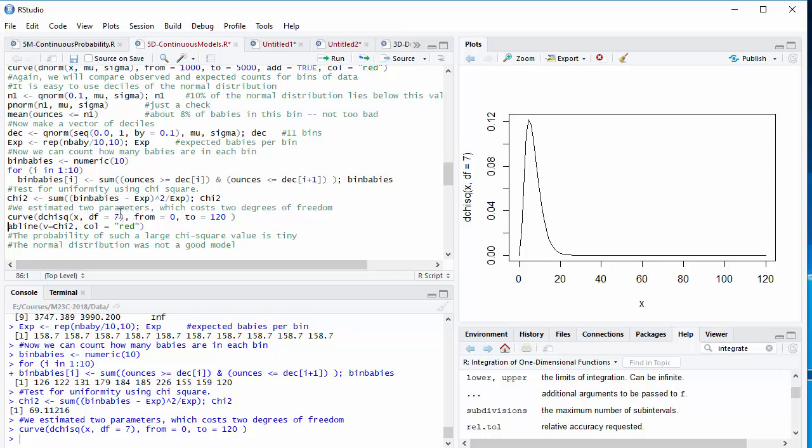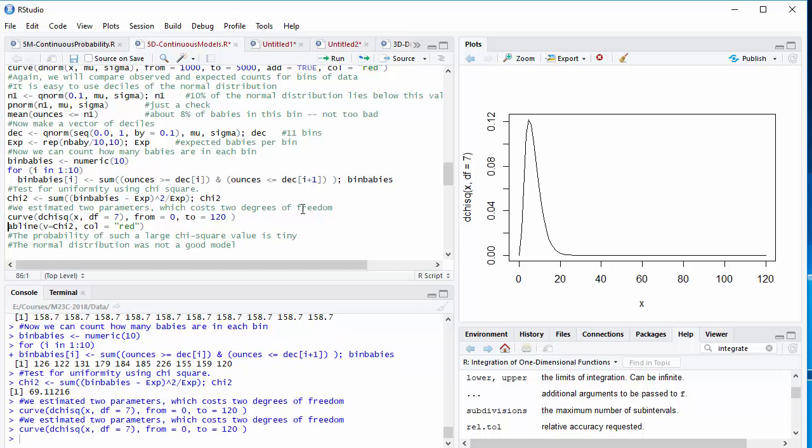Now, it's true, we use 10 bins. We have to subtract 1 because we made the totals match, but we also estimated 2 parameters. We estimated the mean and the standard deviation for our normal distribution. That costs us 2 more parameters. So the fair comparison is to use the chi-squared distribution with 7 degrees of freedom.